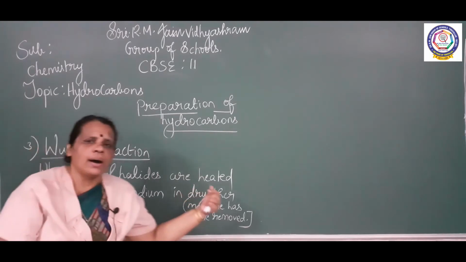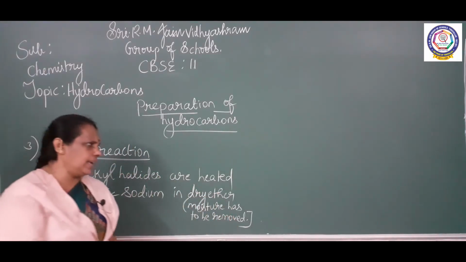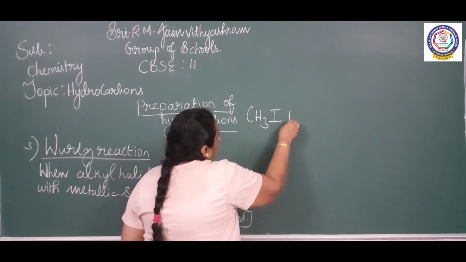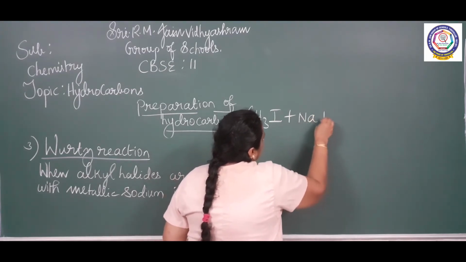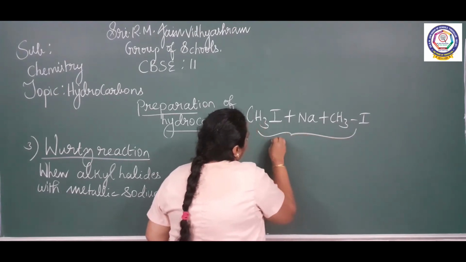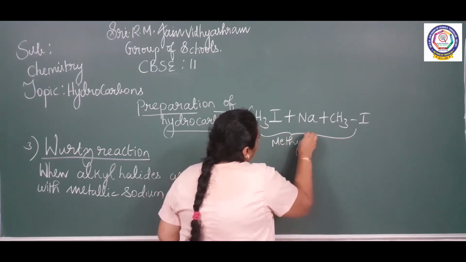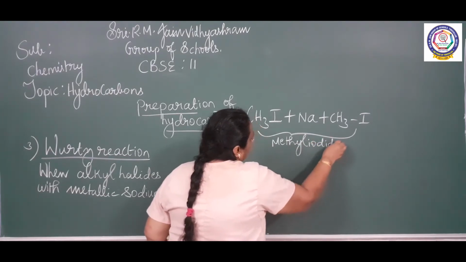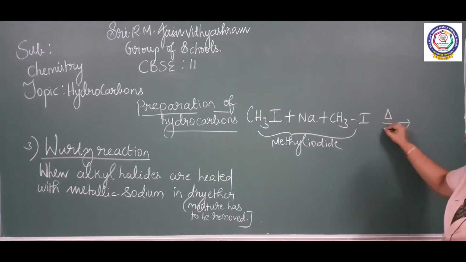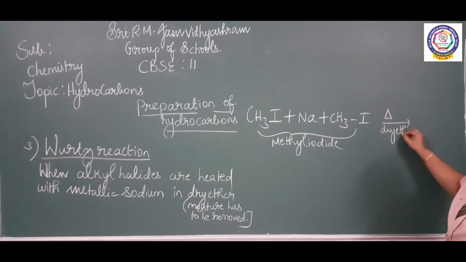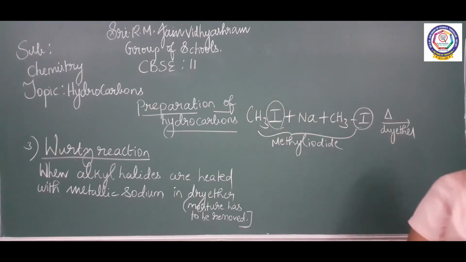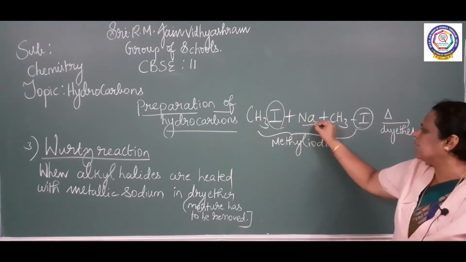When alkyl halides are heated with metallic sodium in dry ether. For example, I am taking CH3I plus Na plus CH3I. I am taking two molecules of methyl iodide. So it is treated with metallic sodium in dry ether. So what is happening here? There are two iodine atoms readily available. So these two iodine combine with sodium.